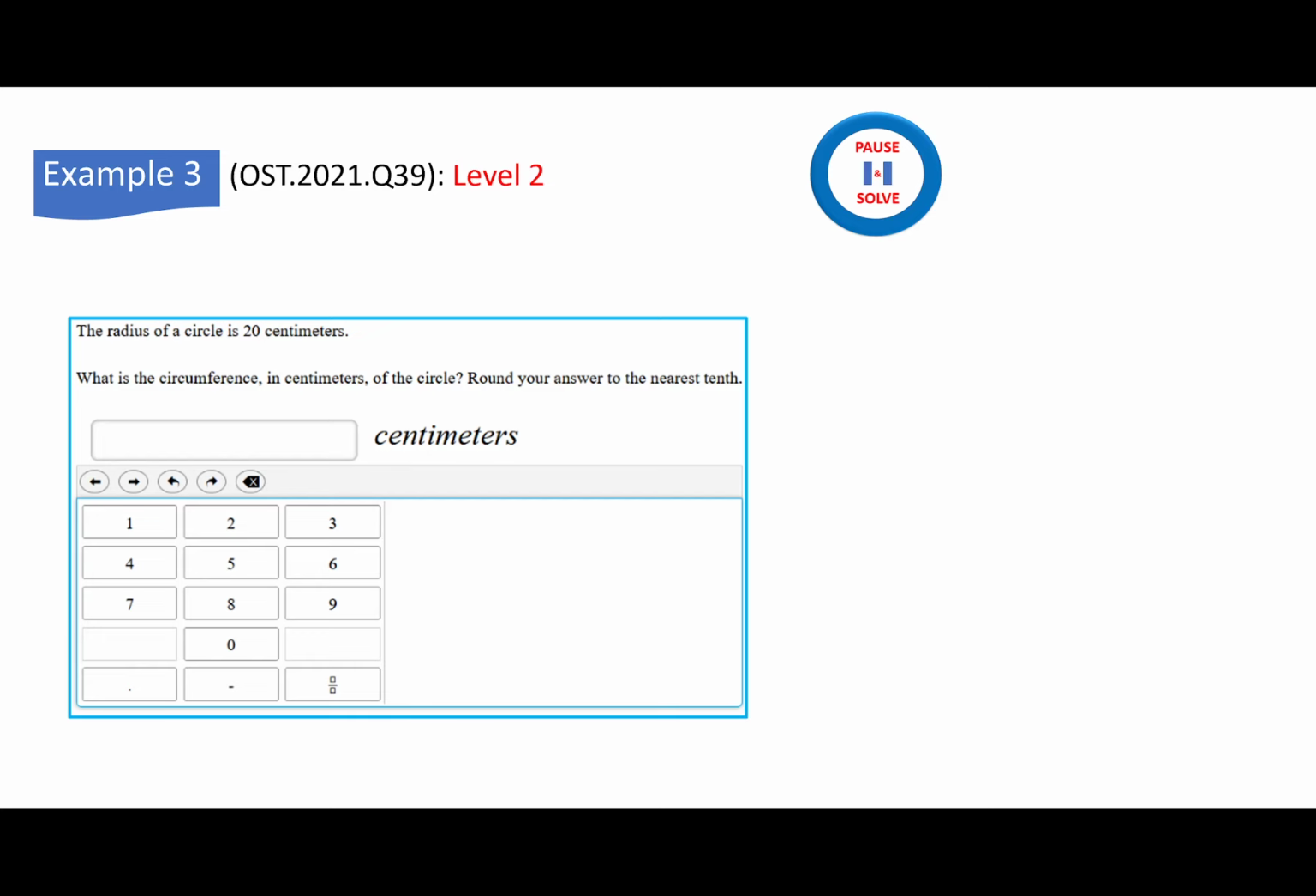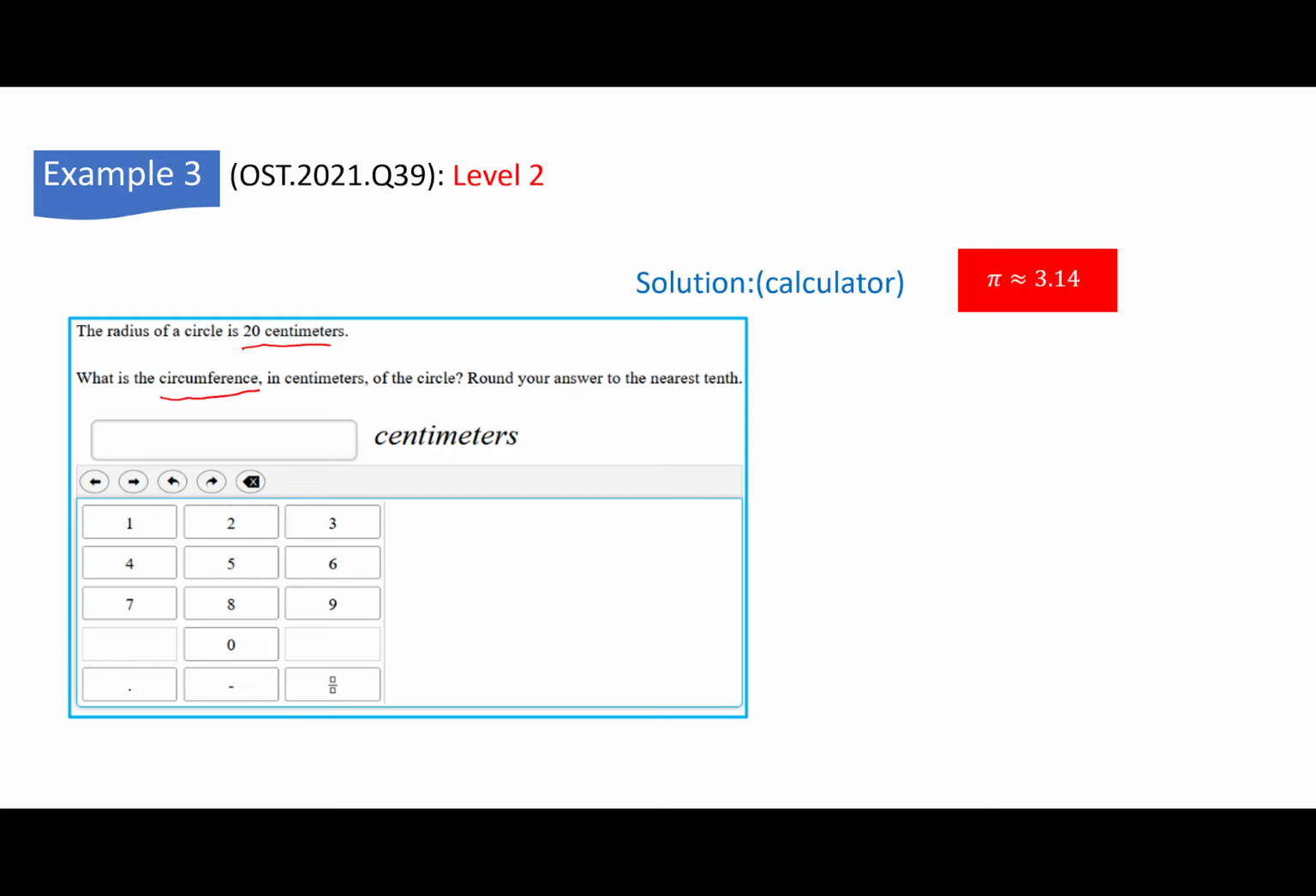Example 3. The radius of a circle is 20 centimeters, what is the circumference? So he's giving you the radius, asking you to find the circumference. Again, pi is 3.14. The circumference formula, C is equal to 2 pi r. So what do we know? We know r, and we need C. So 2 times 3.14 times 20, just multiply these numbers here. You get 125.6 centimeters.